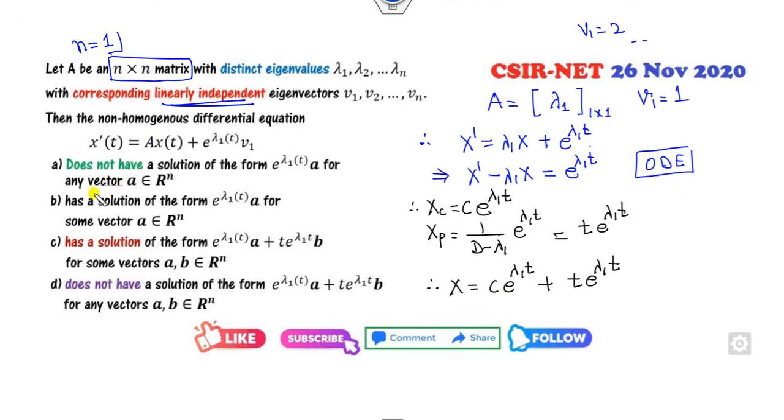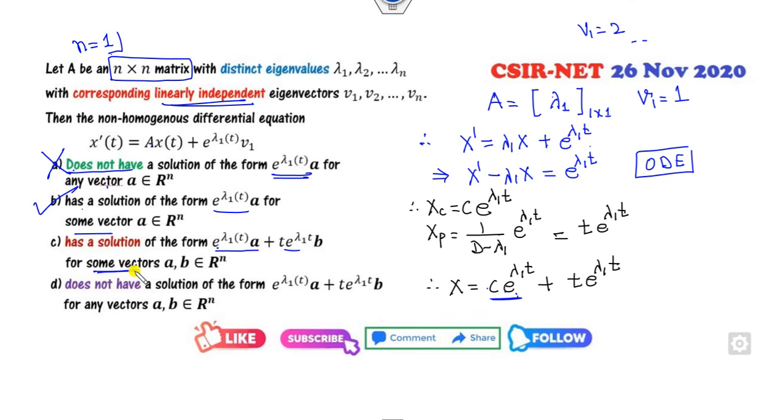Now look at the options. Does not have a solution of this form, but it is a solution of this form definitely for any vector, so that option is cancelled. Has a solution of this form for some vector a, yes, because c is an arbitrary constant here. Has a solution of this form, this, fine, plus t times this into b.